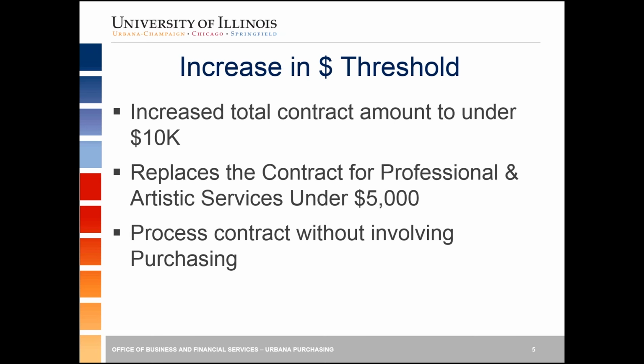One key update related to the CFS under $10,000 template is that it increased the unit template dollar threshold from $5,000 to $10,000. The CFS under $10,000 template replaces the old Professional and Artistic Services under $5,000 template. This updated template is still a unit template, which means that if it's unmodified and the total dollar amount for the life of the contract is under $10,000, you can process the contract without purchasing involvement.